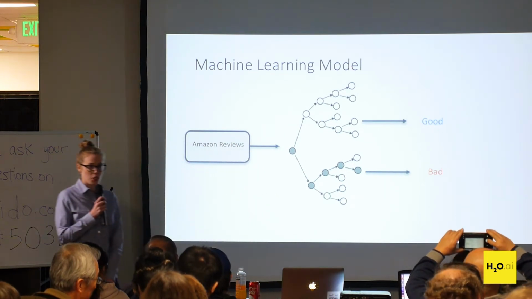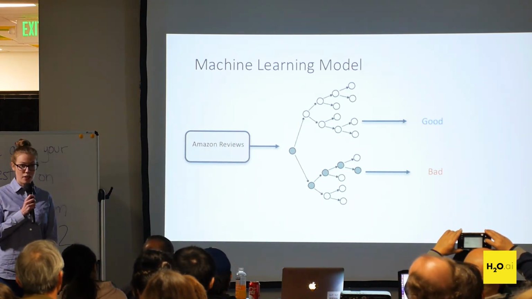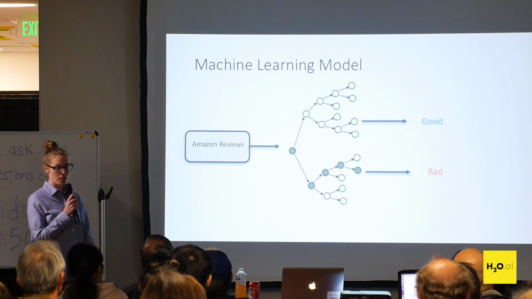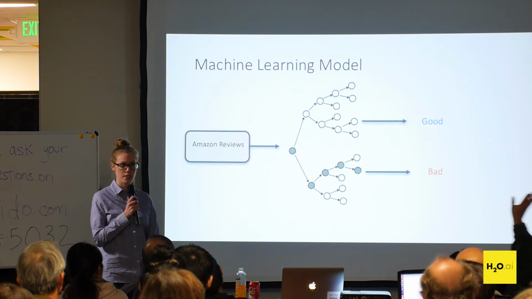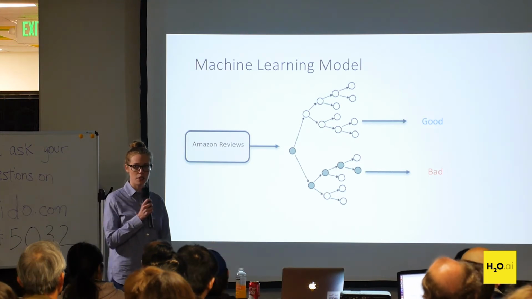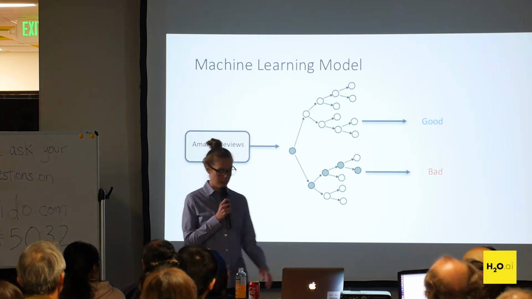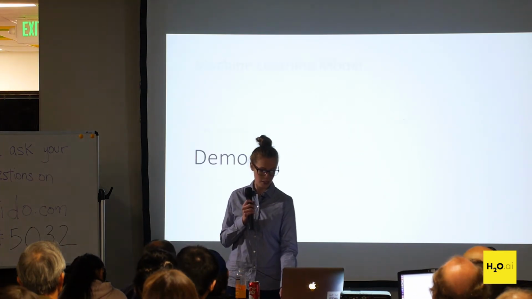And now we're going to use a tree-based model to figure out, is the review good or bad? So we're going to use, in this case, a gradient boosting machine. Has anyone used gradient boosting machines? Okay, a couple. So these work really well with transactional data, which is what we have today. Okay, and I'm going to go into a demo.